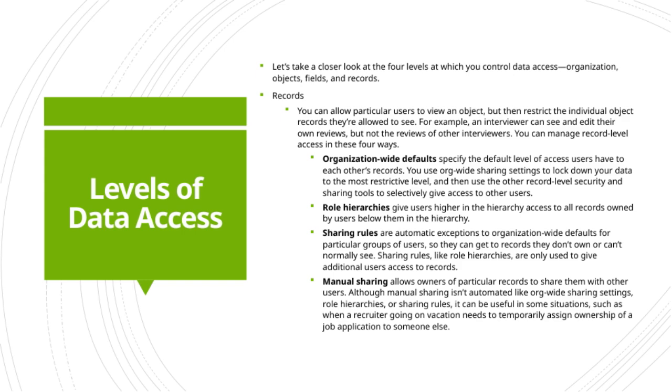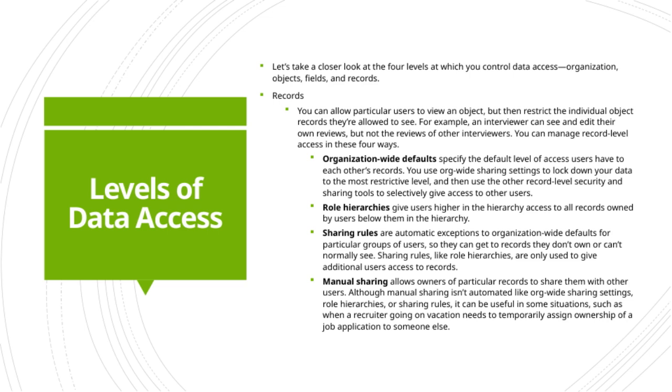There are 4 main ways to manage record-level access. First, organization-wide defaults set the baseline, defining the default level of access that users have to each other's records. Typically, you'd start by locking down data as much as possible using these settings. Then, you can use other tools to grant access selectively.